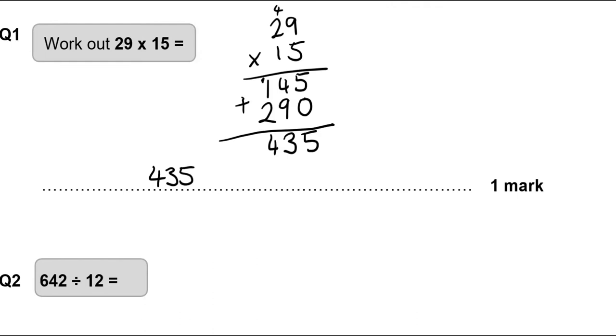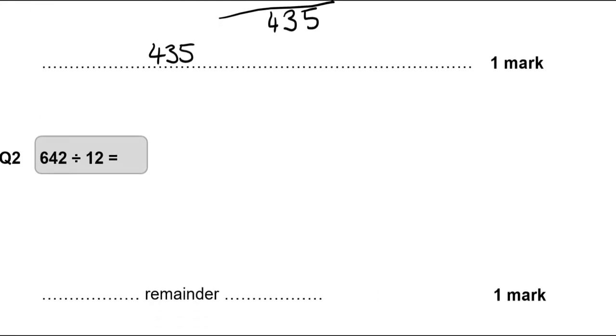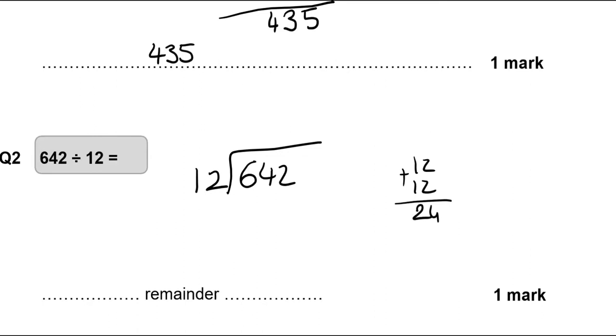Now looking at the next question, we've got 642 divided by 12. How many 12s will fit into 64? So 12 and 12 makes 24. If you add another 24, so 4 lots of 12, it's going to be 48. We can still fit another lot of 12.